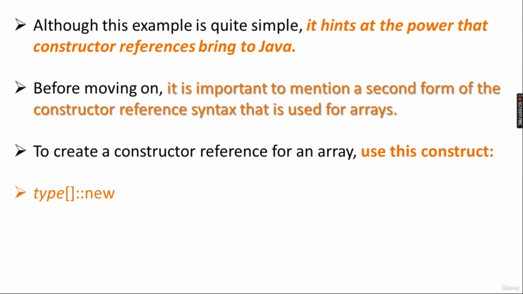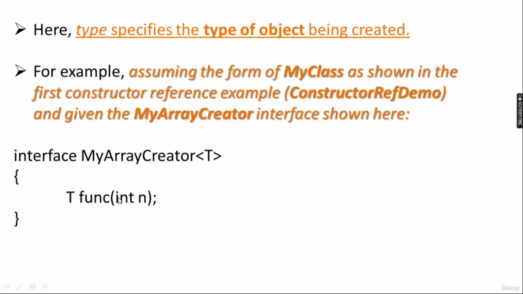Now we will see the second form of the constructor reference syntax. We can declare it like this to create a constructor reference for an array. How to create it? Type opening and closing square brackets, double colon, and new. You can write down this syntax. To create a constructor reference for an array, use this constructor: type, opening and closing square brackets, double colon, new.